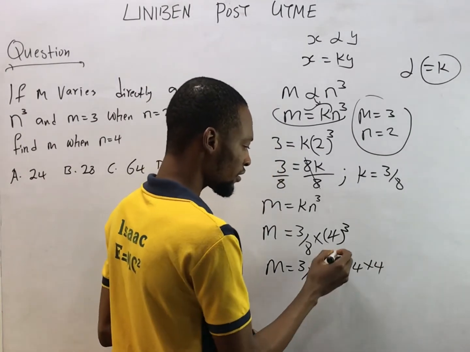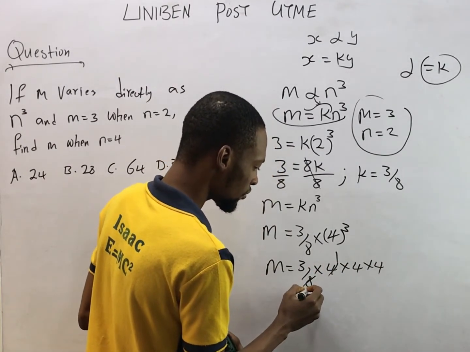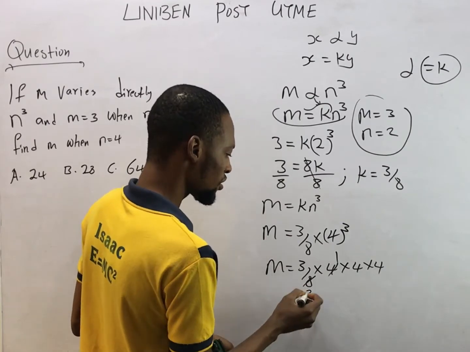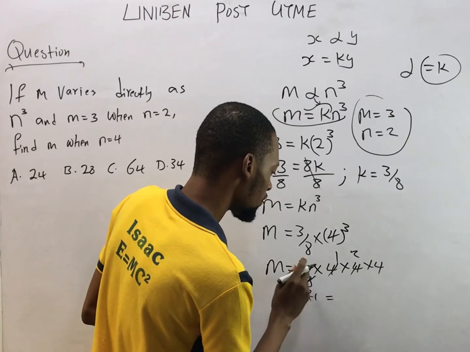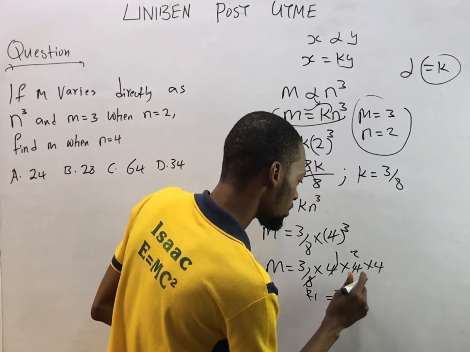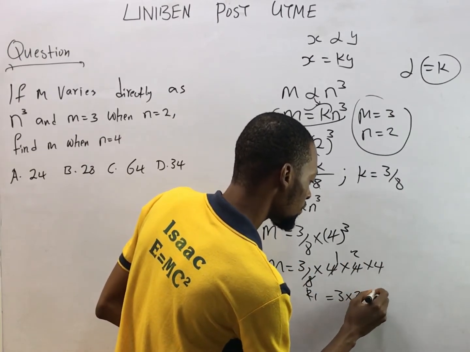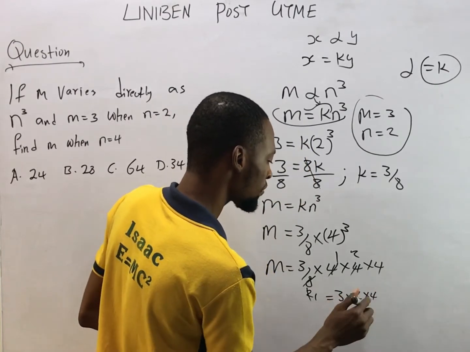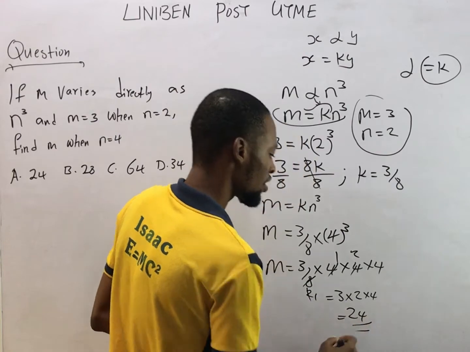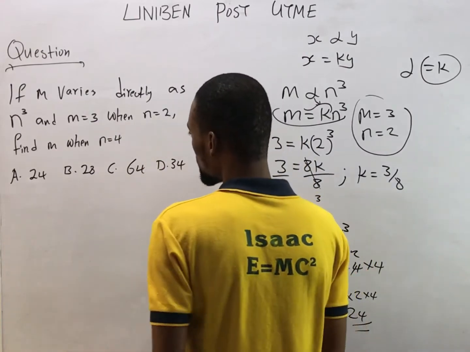So 4 here will give you 2. If you divide this 8 by this 4, you have 2. In this case, you are left with 3 times 2 times 4. 3 times 2 is 6. 6 times 4 is 24. So that's your answer. And it is what? Option A.